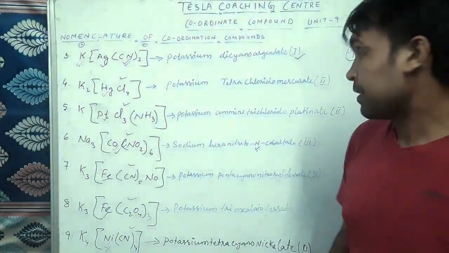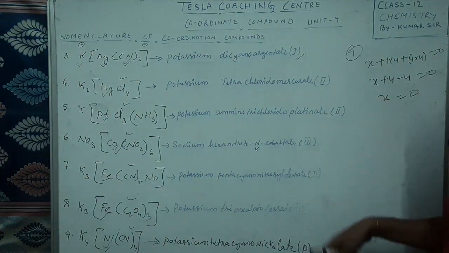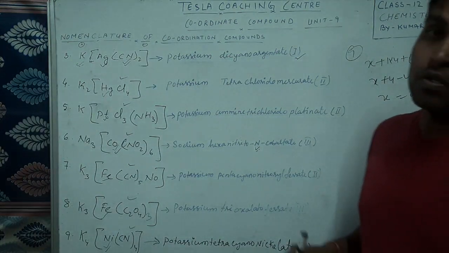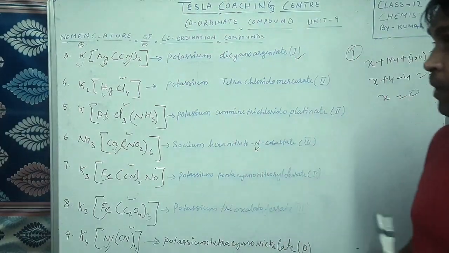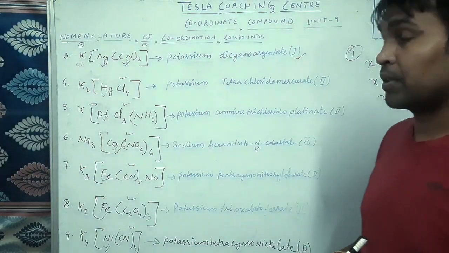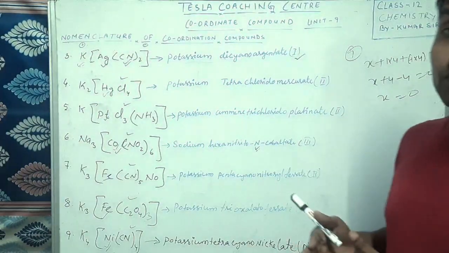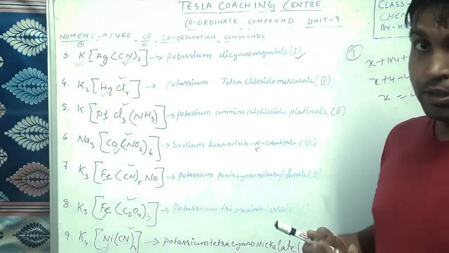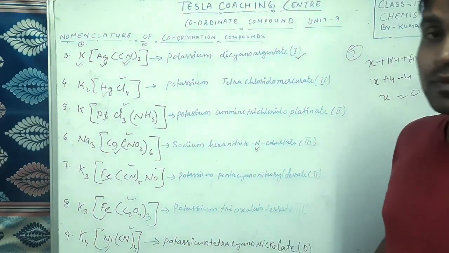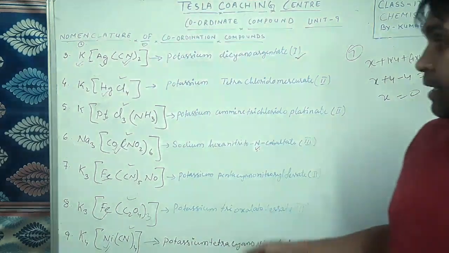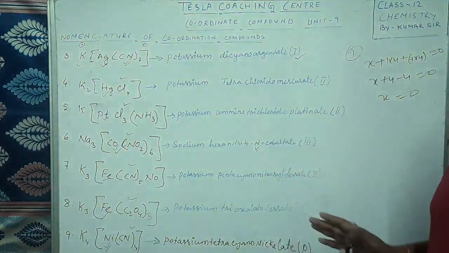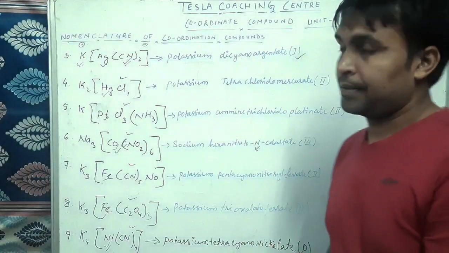N-I-C-K-E-L-A-T-E, nickelate. Okay, and what is the oxidation number here? 0. So we will write it as 0. So dear students, this is type 1 of nomenclature of coordination compounds. Now type 2 of nomenclature I'll be teaching you in the coming lectures. Okay, so I hope you have understood it. If you have any doubt, feel free to ask.